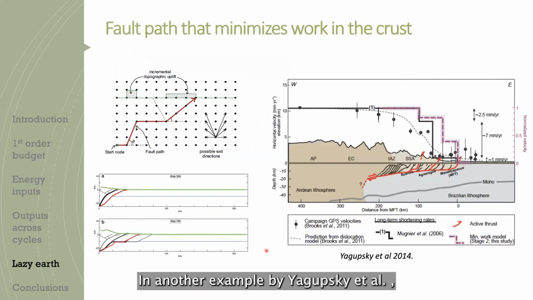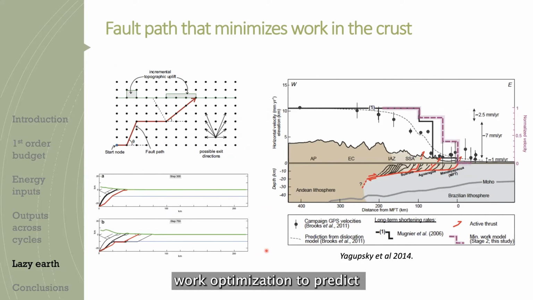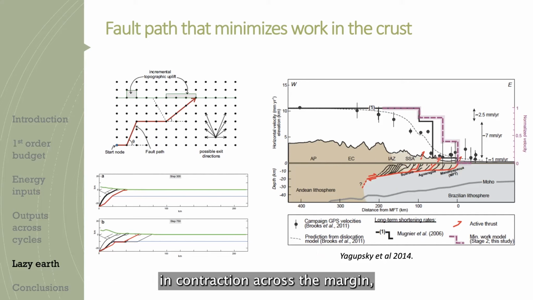In another example by Yakubsky et al., they use a different methodology, but the same idea of using work optimization to predict faulting, this time in the Andean foreland, so on a crustal scale. And when they compare the work optimization prediction for the forethrust pattern with the observed changes in contraction across the margin, they find favorable comparison.